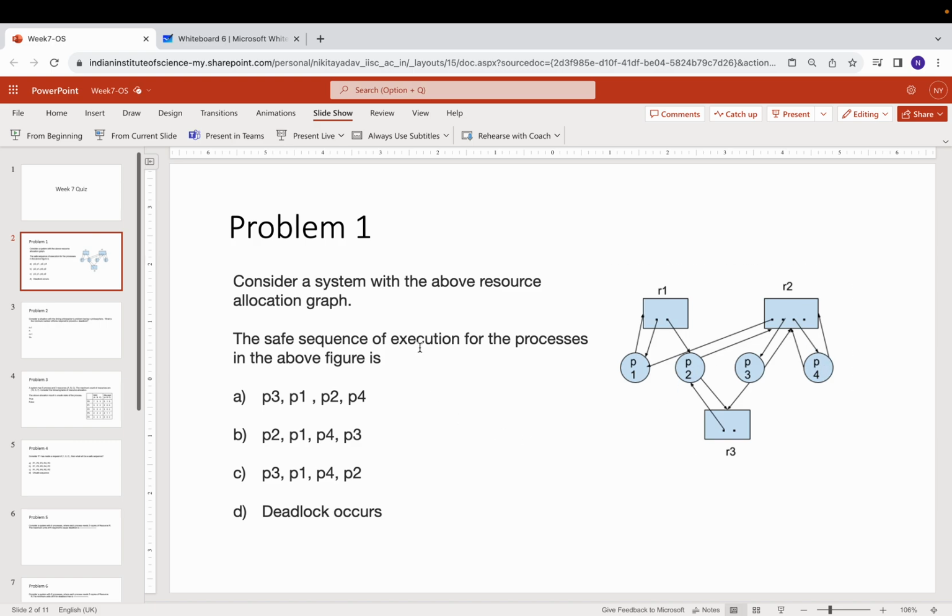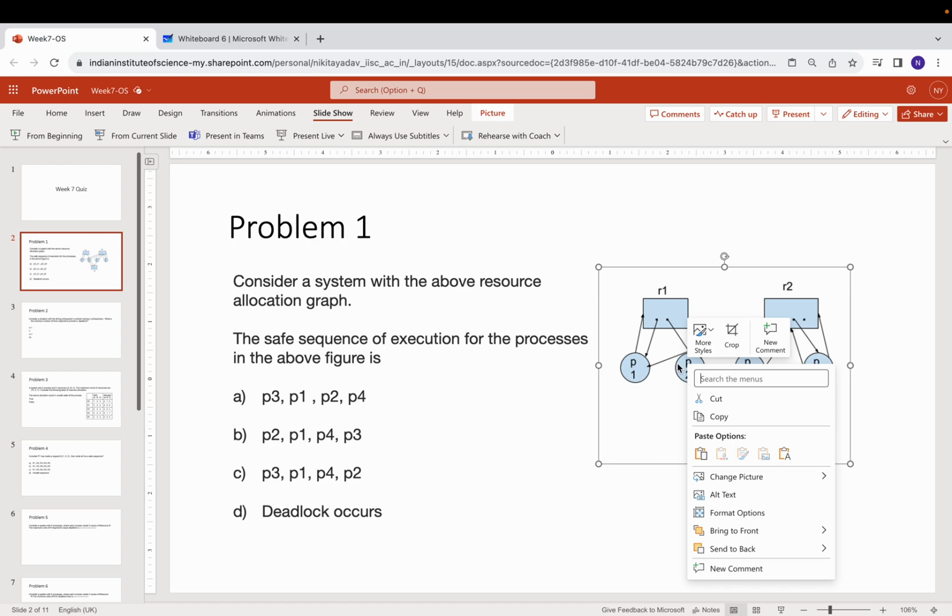The safe sequence of execution for the processes in the above figure is. So you are given a few options, and we have been asked that if you allocate the resources in the sequence, then which one of these is a safe sequence. You have options A, B, C, and if none of them is a safe sequence, then you can choose option D, which is deadlock occurs. So now let us look at each of these sequences one by one. So first is P3, P1, P2, P4.